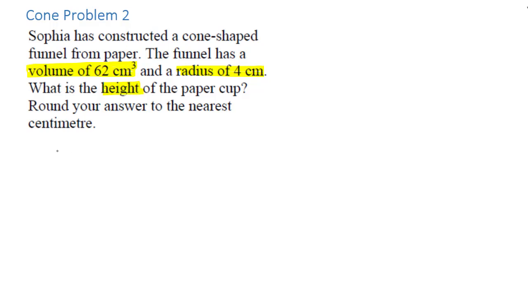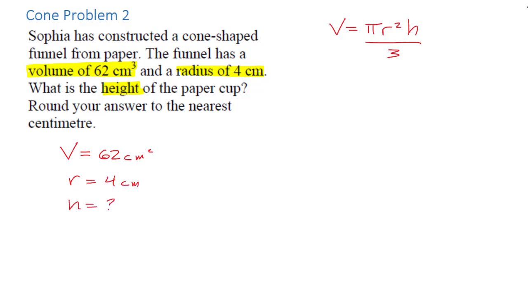So let's take kind of a summary of what we need when we use our formula, right? The formula is volume equals pi times the radius squared times the height divided by 3. Well, our volume we have is 62 centimeters cubed. Our radius we have is 4 centimeters. We don't know the height. That's what we're looking for. So let's substitute everything we know into this formula, right? 62 equals pi times 4 squared times height divided by 3.